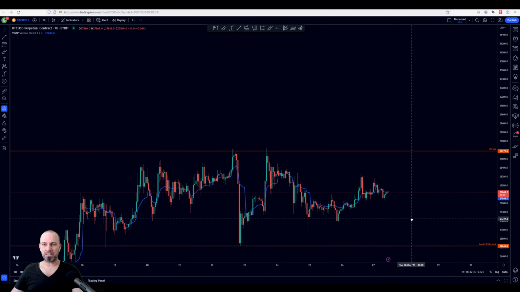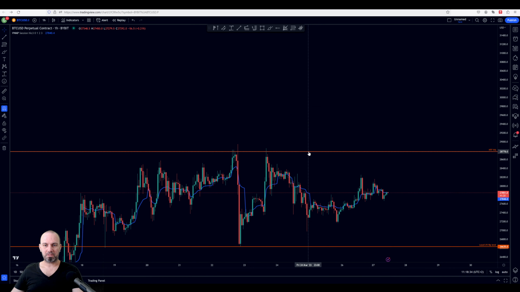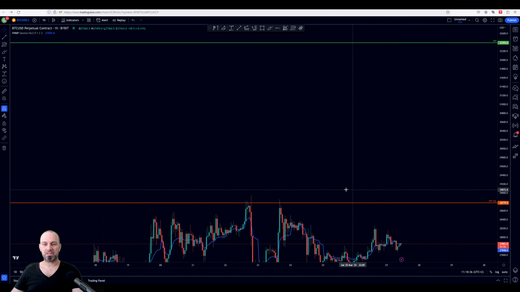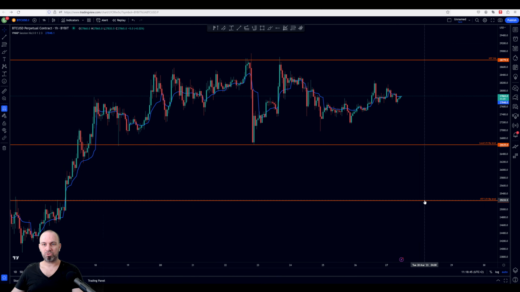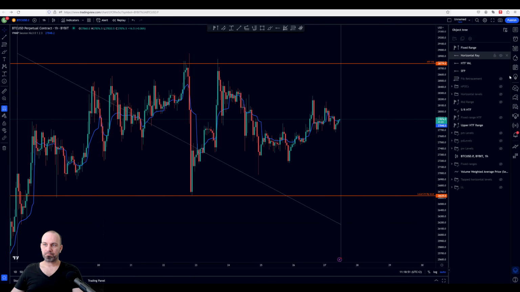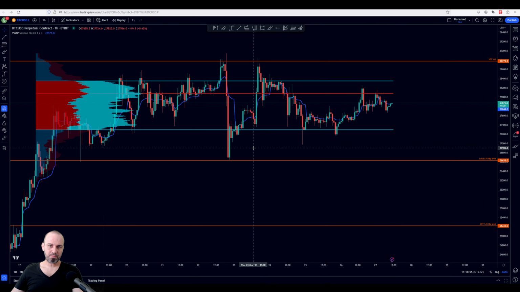Same story to the upside. We do have our resistance. If this resistance will break, this level will be claimed, then we move to the next important high time frame level. This is how you trade level to level, right? So we are forming a range here, and when we do have a range, then it is a good idea to pull a fixed range like this. And as you can see, most of the price action is within the value area of this range.